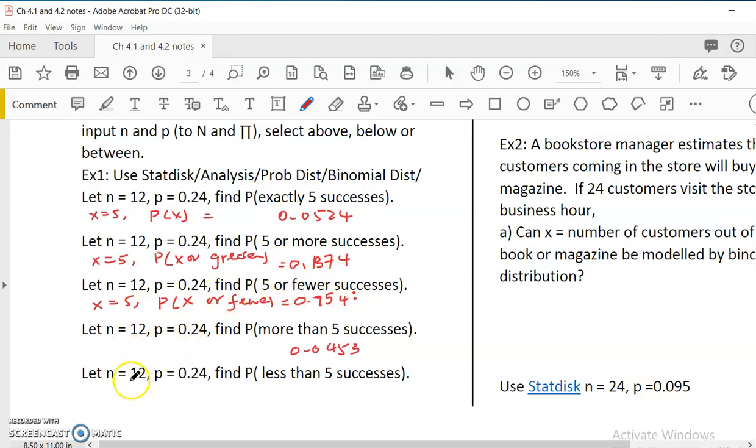Now, the last two are a little tricky. I didn't complete it in the last example. We say n is 12, p is 0.25, but we want the probability of more than 5. Now, more than 5 does not work if you enter x equal to 5, because more than 5 means 6, 7, up to 12, right? So that is 6 or more. Instead of entering 5, you should enter 6, and you read off x or greater.